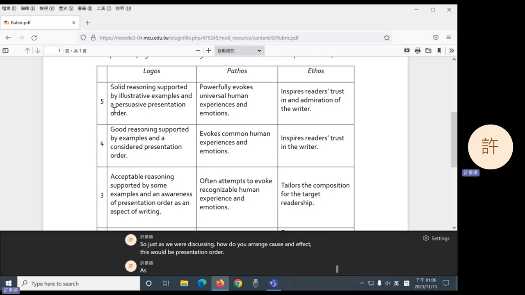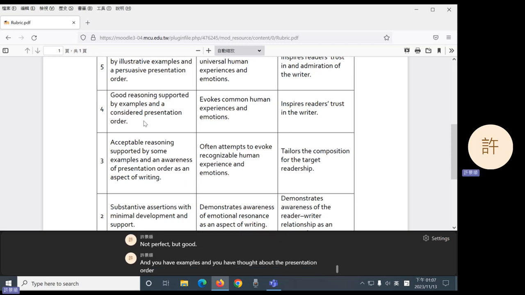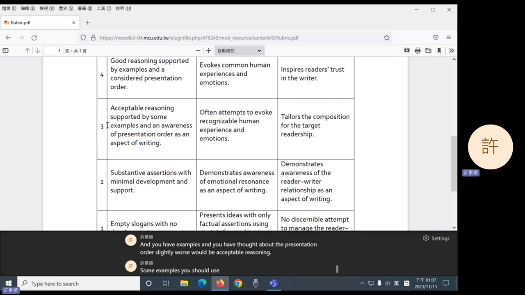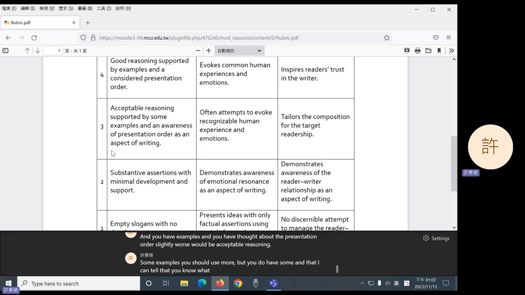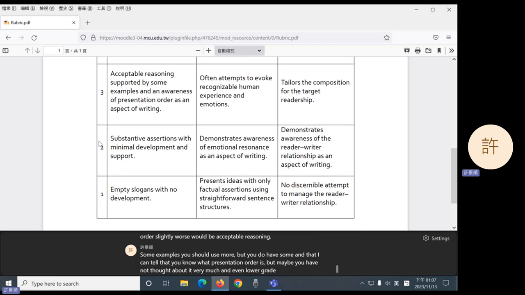A slightly lower grade would reflect, for example, good reasoning, not perfect, but good. And you have examples, and you have thought about the presentation order. Slightly worse would be acceptable reasoning. Some examples, you should use more, but you do have some. And I can tell that you know what presentation order is, but maybe you have not thought about it very much.